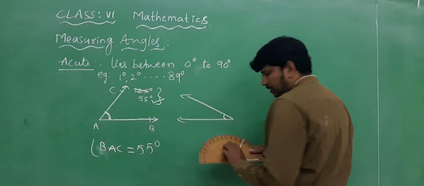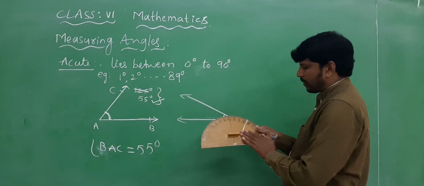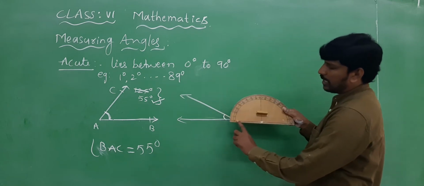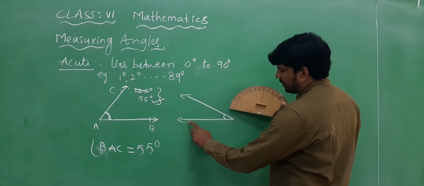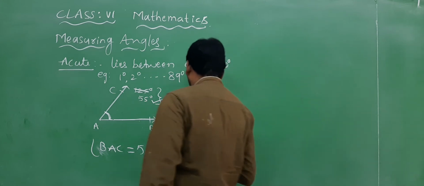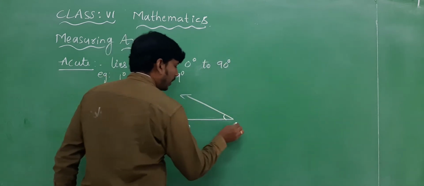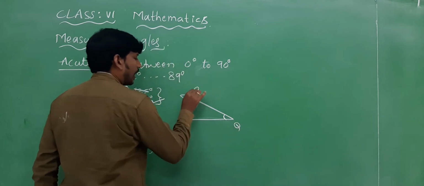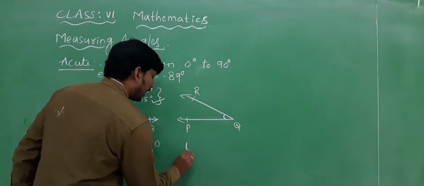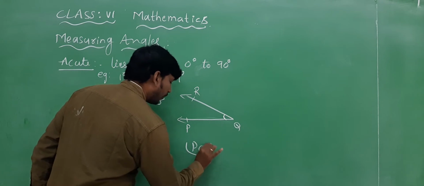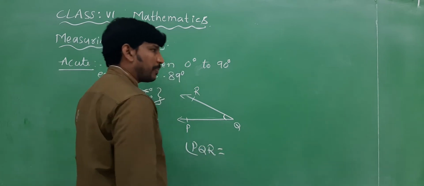Let us measure this one. Right, in the same process we are going to apply the same horizontal line. This line will coincide with this one. That is, I am going to take here P, Q, R. This is PQ as well as R. We are going to measure angle PQR.